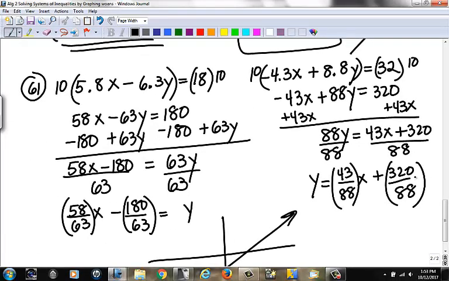Okay, now let's go to y sub 2. You've got to get your cursor right by the equal sign on y sub 2 and do parentheses, 43 divided by 88. Close the parentheses, and then an x. Okay, plus parentheses 320, and then divide by 88. Close the parentheses. Okay, so it should look like that on the overhead. Okay, and then graph it.